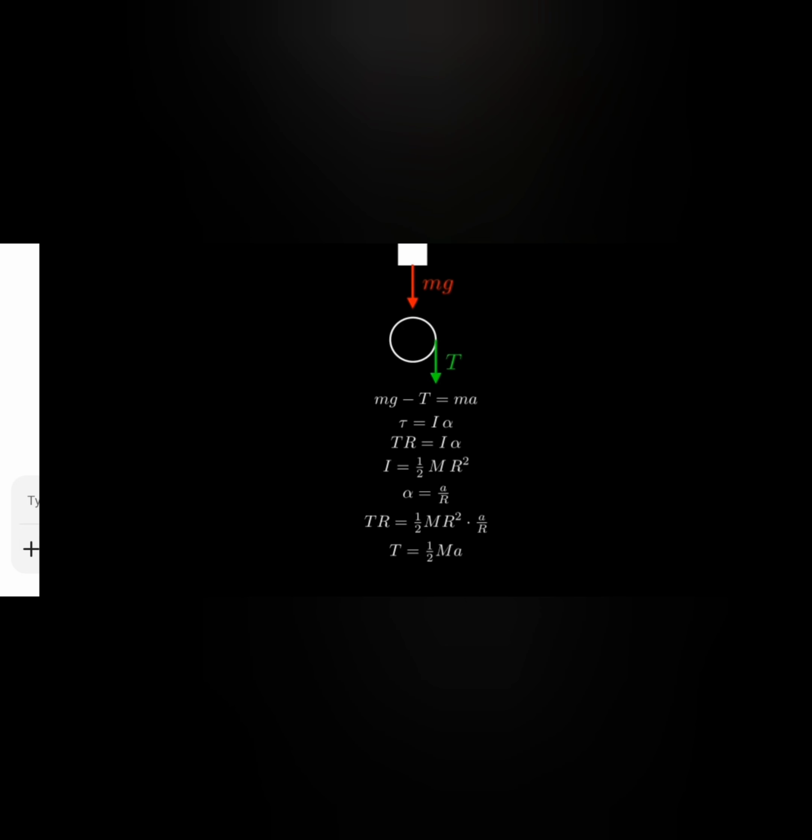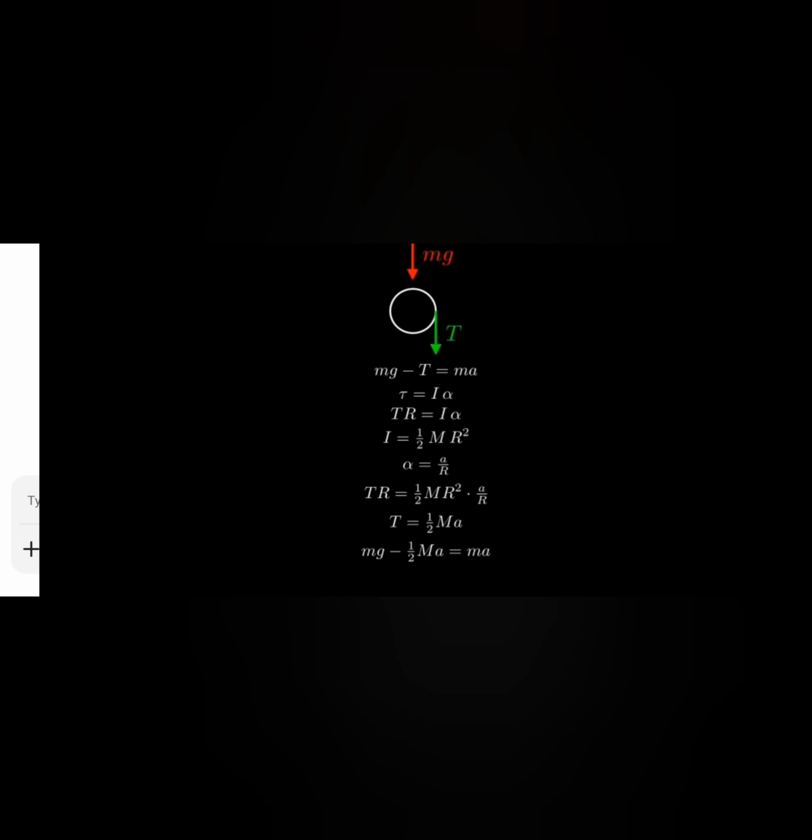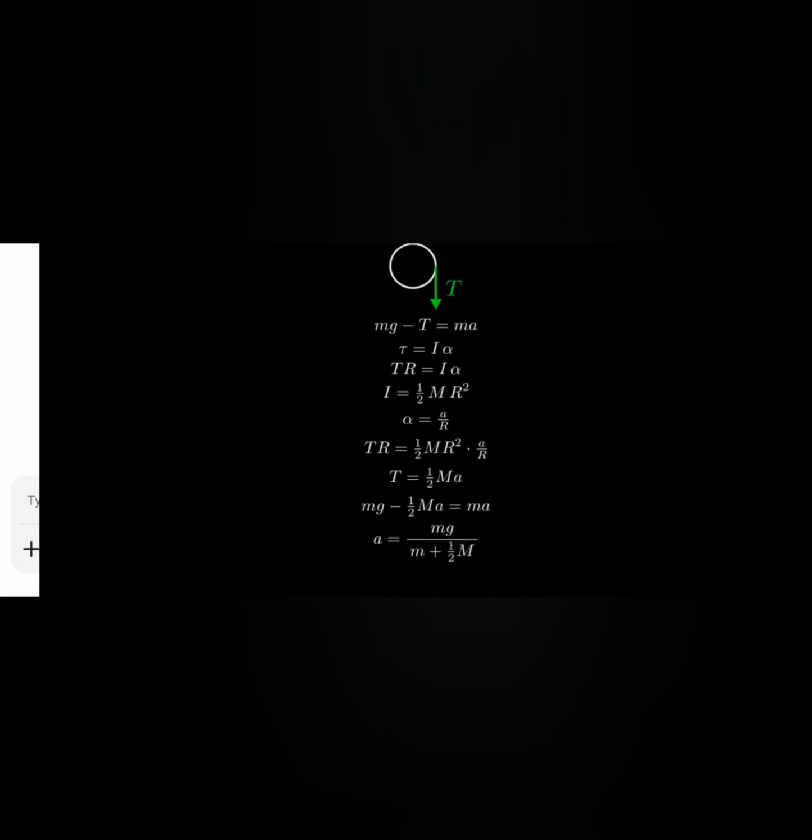Collect the terms. mg equals ma plus 1/2 ma, which is m plus 1/2 m times a. Dividing through, a equals mg divided by m plus 1/2 m. Calculating the denominator, 1 plus 1.0 is 2.0. Dividing 9.8 by 2.0 gives 4.9. Thus, the acceleration is 4.9 meters per second squared.